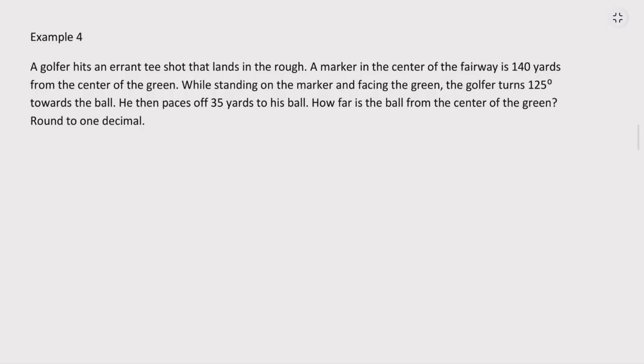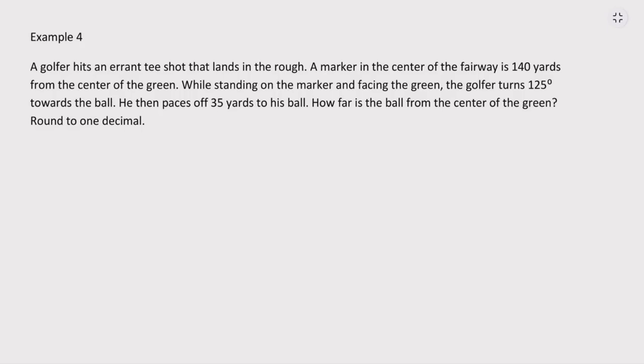So we have a golfer who hits an errant tee shot that lands in the rough. A marker in the center of the fairway is 140 yards from the center of the green. While standing on the marker and facing the green, the golfer turns 125 degrees towards his ball. He paces off 35 yards to his ball. How far is the ball from the center of the green, rounded to one decimal place?